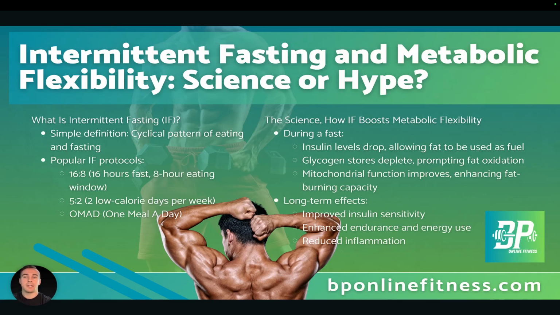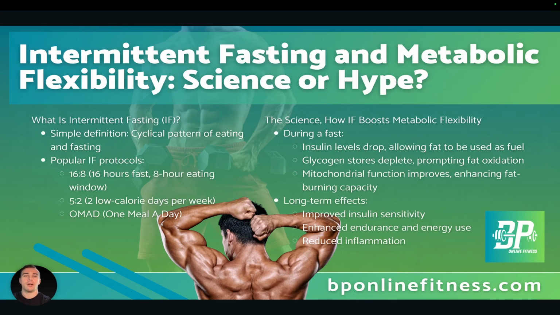The way that intermittent fasting normally works is there are different types of protocols that people go on. There's a 16 hour fast and then an 8-hour eating window. There are 2 low-calorie days per week, as well as a 1 meal a day fasting method.